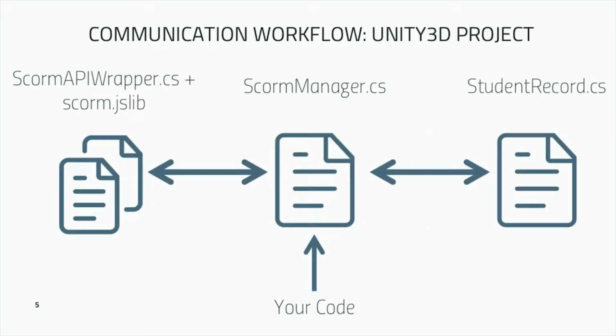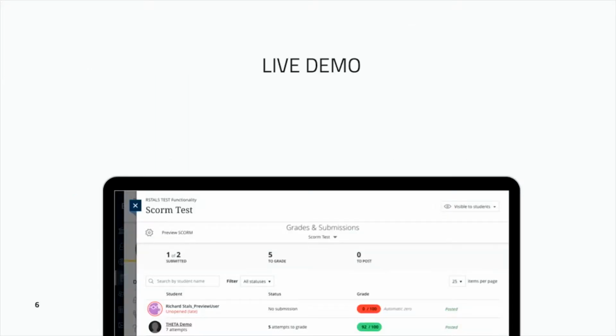Don't forget that the files we were looking at, the SCORM manager CS file and the student record CS file, are the only two files that you really need to worry about when you're integrating your own code. The test application here uses calls to the SCORM manager, which includes the student record, to communicate inward and outward from the learning management system. So let's look at the system now.